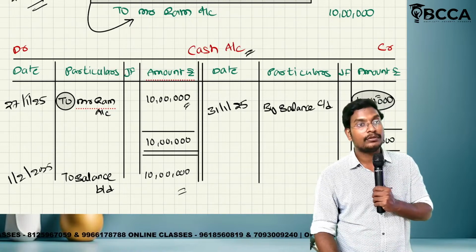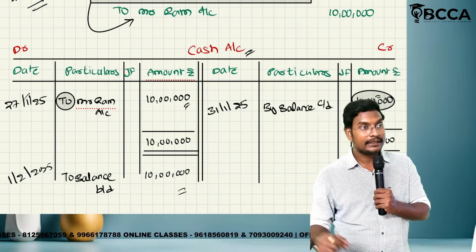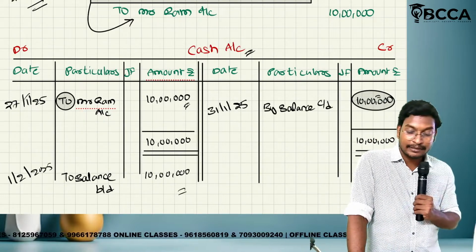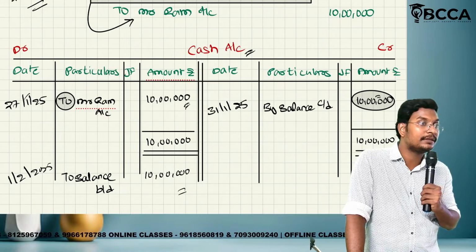Why? For the closing balance we use C by D. For the month beginning, we use B by D. C by D means closing balance. B by D means beginning balance.